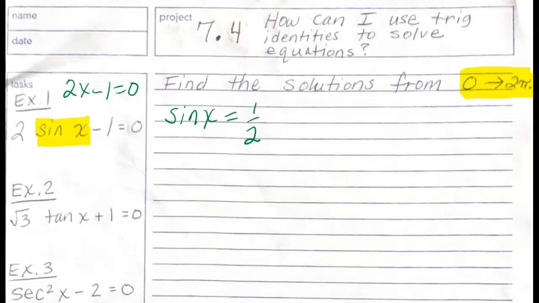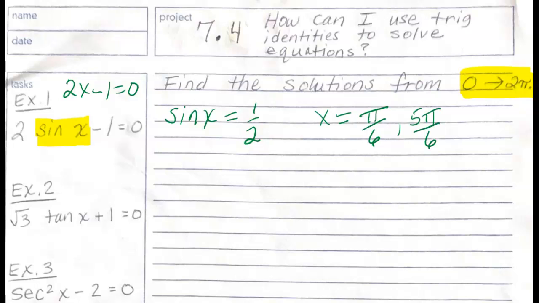So I'm looking at my unit circle. I'm just starting at 0 and going around. Oh, I see it, pi over 6. That y value is 1/2. So x does equal pi over 6. Let's keep looking, see if there's any more. Going around, I'm at 5 pi over 6. I see it equals 1/2 there as well.